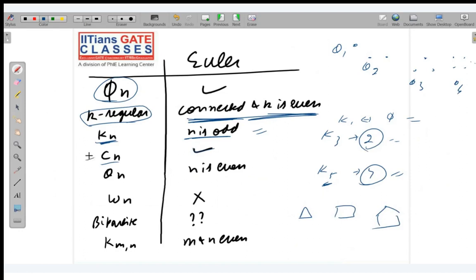Okay, Cn is 2-regular and connected. Two-regular means every vertex has even degree, so it will be Euler, and because it is also connected, there is no need to worry.